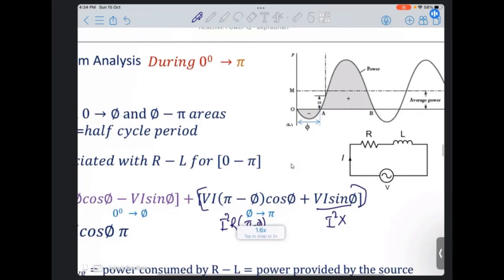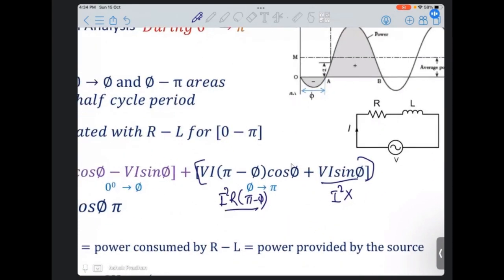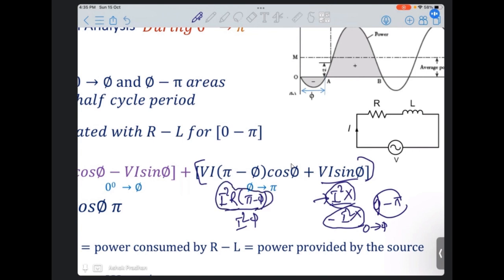So this comes out to be, in the integration process, I square r over phi to pi, and this comes out to be I square x. Note that in the earlier case we were getting minus I square x, and here we are getting I square r pi. So here this part is nothing but phi to pi, whereas in the earlier case we were talking about 0 to phi. There it was coming minus I square x, here it is coming I square x. It means that the inductor is taking power here, it is positive power. But here, the resistor is again taking power, positive, that's true.